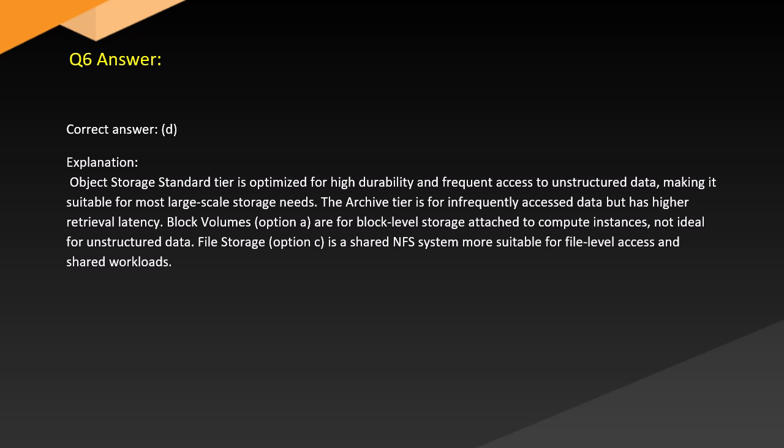Object storage standard tier is optimized for high durability and frequent access to unstructured data, making it suitable for most large-scale storage needs. The archive tier is for infrequently accessed data but has high retrieval latency. Block volumes, option A, are for block-level storage attached to compute instances, not ideal for unstructured data. File storage, option C, is an NFS system more suitable for file-level access and shared workloads.